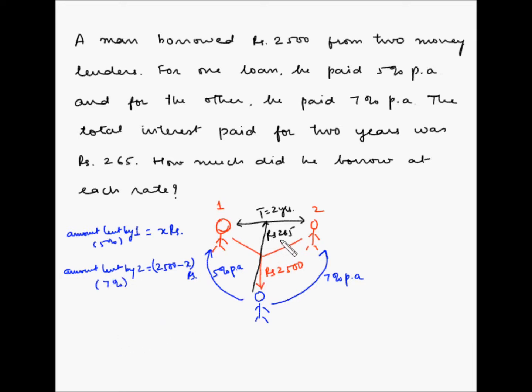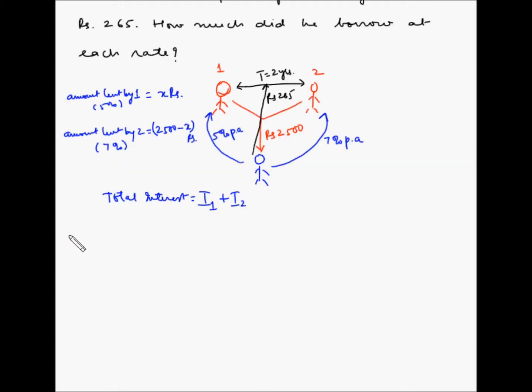Now we also know that the total interest is rupees 265. So the total interest is equal to interest paid to the first money lender plus the interest paid to the second money lender. So 265 is equal to, now interest one is again PRT by 100. So principal one, rate one, and time is the same for both the cases, which is 2 years, divided by 100, plus principal amount for the second one, multiplied by the rate for the second one, multiplied by T, which is again 2 years, divided by 100.